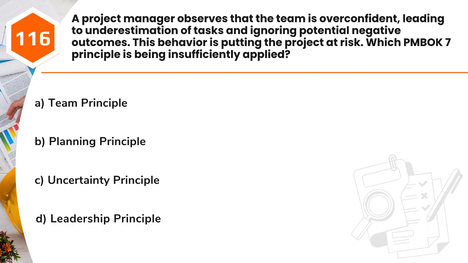Question 116. A project manager observes that the team is overconfident, leading to underestimation of tasks and ignoring potential negative outcomes. This behavior is putting the project at risk. Which PMBOK 7 principle is being insufficiently applied? A. Team principle. B. Planning principle. C. Uncertainty principle. D. Leadership principle.